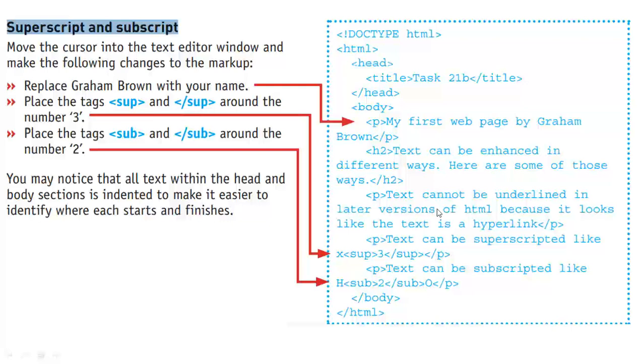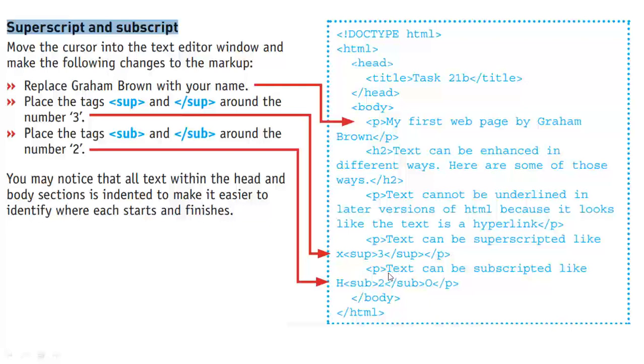Over here, we opened a paragraph and we said text can be superscripted like X. Please be careful, write it as it is: X, open sup tag, and then write 3, close sup tag, and then close the paragraph. This is what you're going to do. And then place the tags sub. That was sup, and now it's sub.